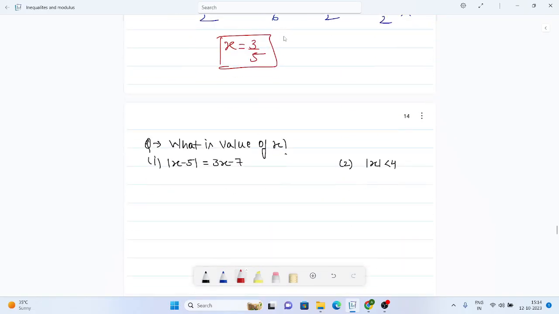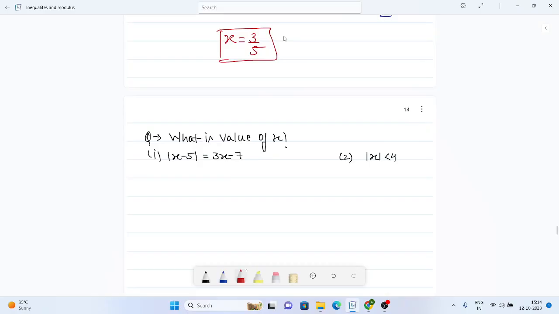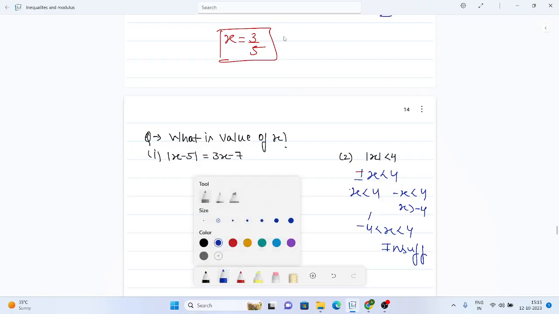Again, we go on to the solution of data insufficiency questions. So this one we again solve as mod first time. Here you got x is less than 4 or minus x is less than 4, which gives x is greater than minus 4. So from here you got x is between minus 4 and 4, which is insufficient. Okay, now I come to this.